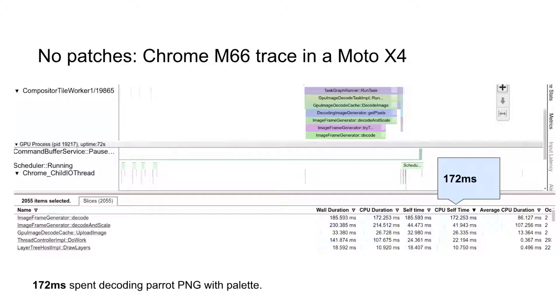All right, so what was the combined impact of all those patches? So going back to the original parrot image, this is a Chrome trace of top of the tree like 4 weeks ago, I think, where decoding that image in a cold cache would take 172 milliseconds on what is considered a cheap device, the Motorola X4, which has a Qualcomm, I think 630 SoC, which has little cores, A53.